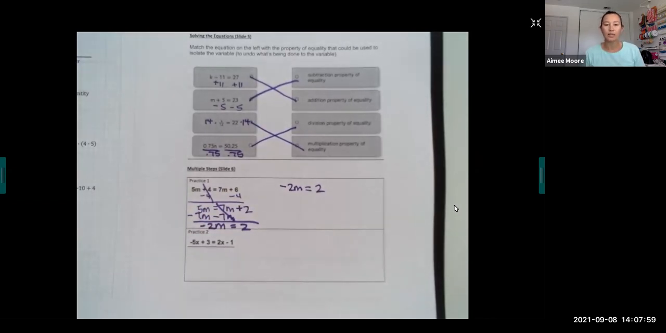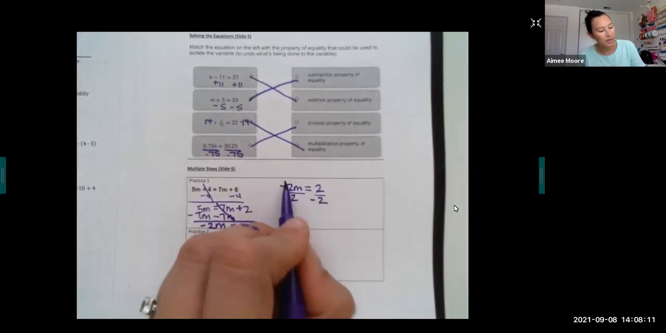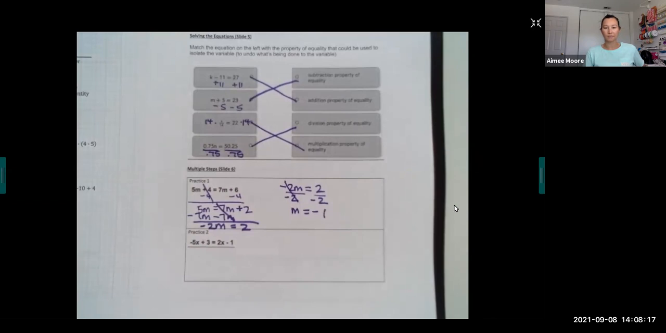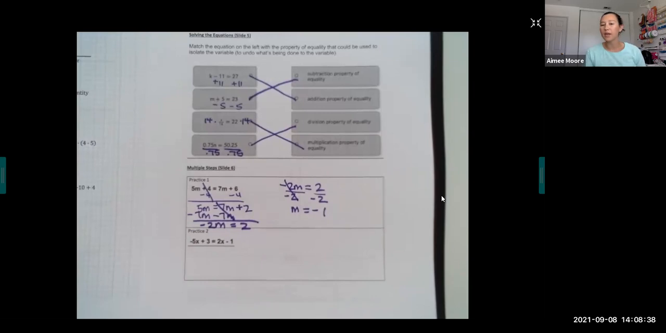And what's the last thing I need to do? Divide, yes. So you're going to divide by whatever number's in front of m, which in this case is negative 2, so that you're left with m equals 2 divided by negative 2, which is negative 1. Any questions on that first problem? And then if you don't have your workbook, just write these practice problems down on blank paper, and then you can just upload it when we're done today, and that'll count.